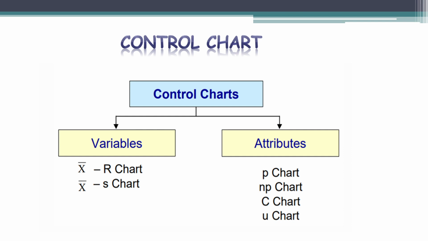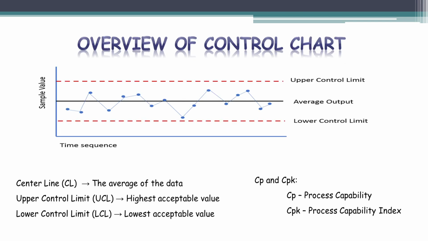For variable data, that is numerical measurement values, we can use X bar R chart and X bar S chart. For attribute data, that is yes or no values, we can use P chart, NP chart, C chart and U chart. Let's see how the control chart looks.